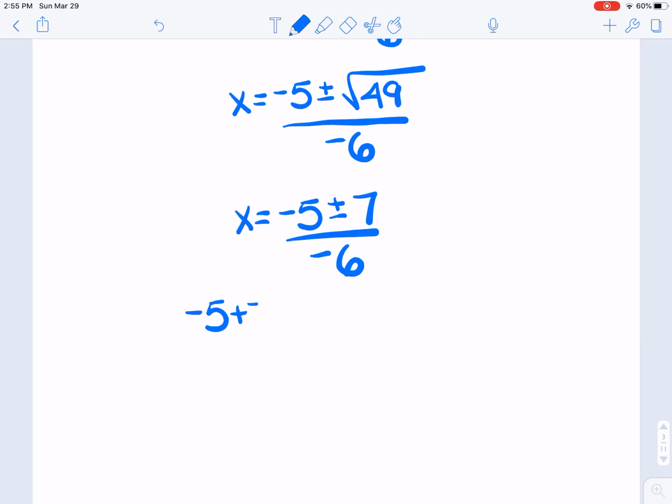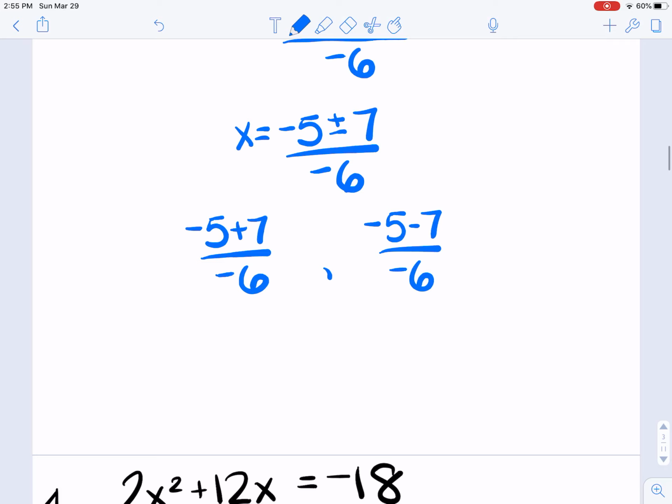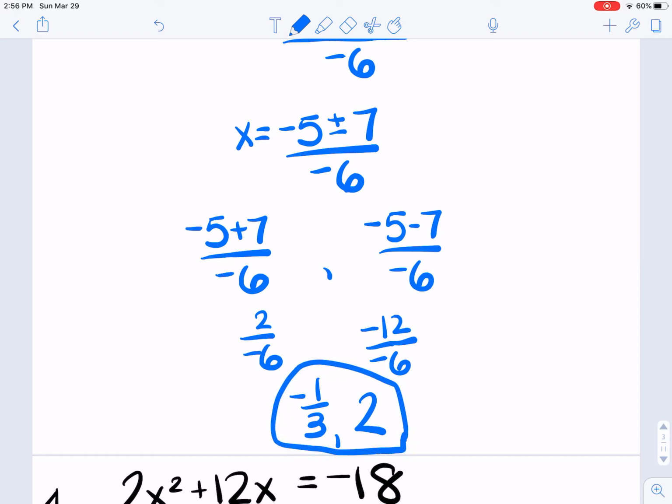And then split this up, one being plus and the other one being minus. And then you can simplify from here. This one would be 2 over negative 6, which is negative 1/3. This one would be negative 12 over negative 6, which is positive 2. So your answer is negative 1/3 and positive 2.